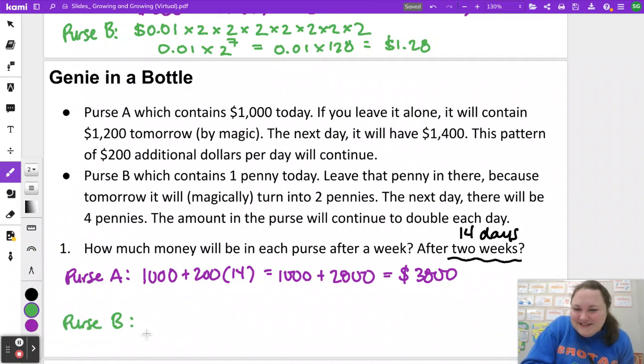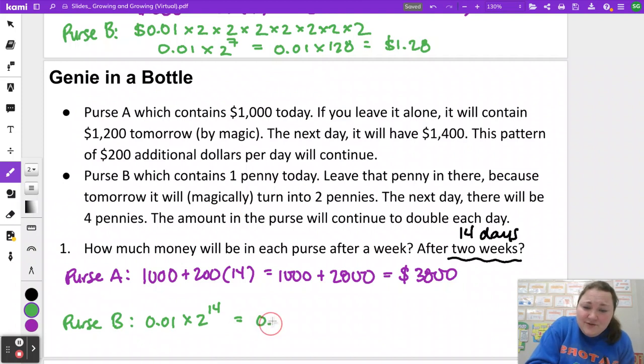For purse B, just like we said above, purse B is starting at that penny, and we are doubling it. We are going to double it 14 times. And so multiply by 2 times 2 times 2 times 2, 14 times is the same thing as multiplying by 2 to the 14th power. Again, I'm using PEMDAS to know I need to do that exponent first.